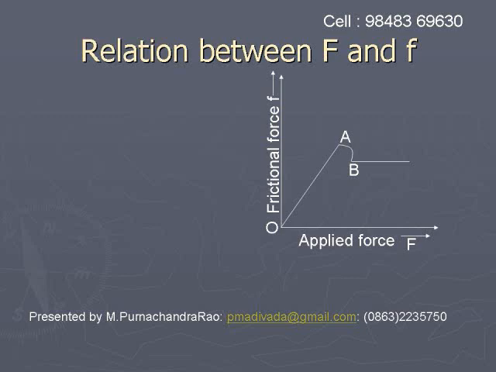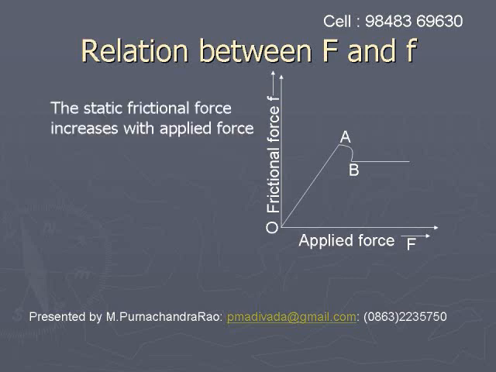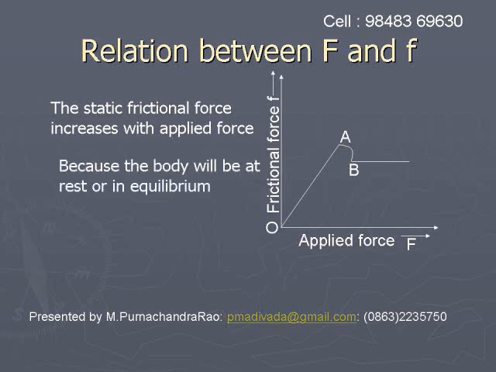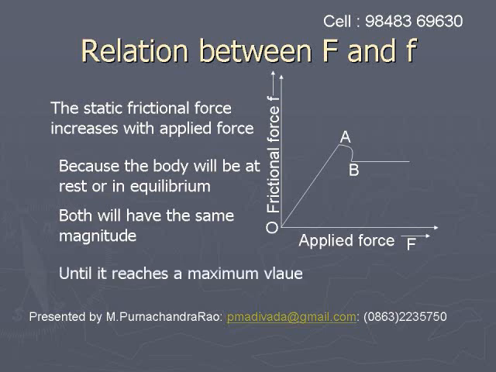When the body is at rest, if we apply a small force and increase this applied force, the frictional force will also increase because the body will be at rest. When the body is at rest or in equilibrium, the applied force and frictional force are equal. Hence we will get a straight line. As the applied force increases, frictional force will also increase. Both will have the same magnitude until it reaches a maximum value, that is represented by Fs.